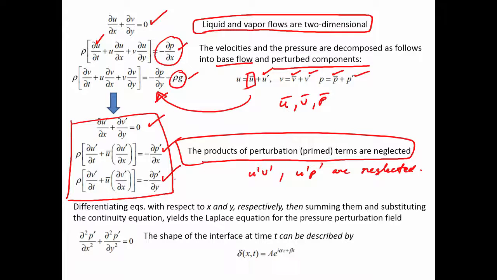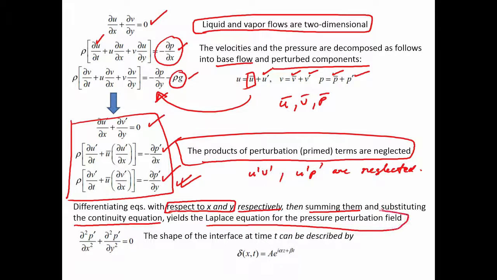Now we take this set of equations and differentiate with respect to x and y respectively, and then we sum them and substitute the continuity equation. This yields what we call the Laplace equation for the pressure perturbation field. If you do this, you will get this particular equation, which is the Laplace of the pressure perturbation. It is not the pressure, it is the pressure perturbation.